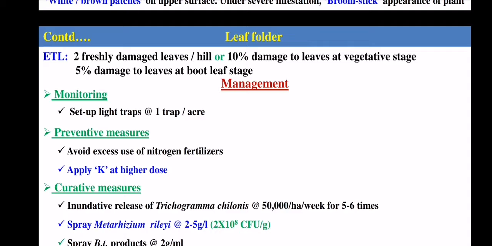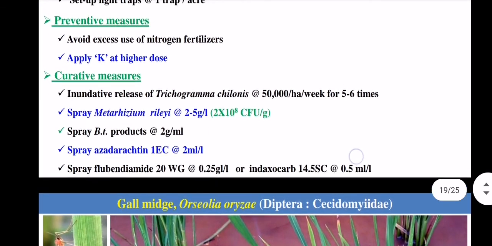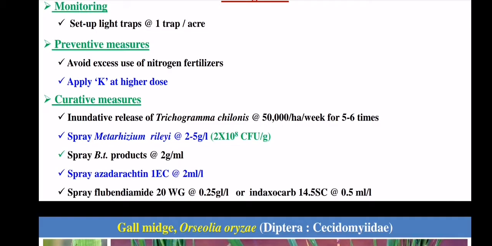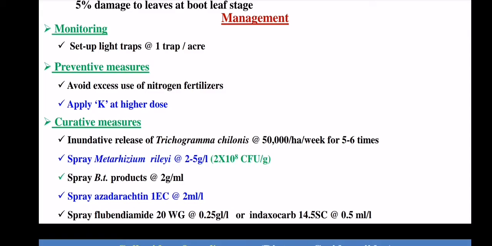Different management strategies are monitoring and setting up light traps at the rate of 1 trap per acre. Then avoid the excess use of nitrogenous fertilizers and do not apply a higher dose of nitrogenous fertilizers. Then you can also use different chemicals like flubendiamide or other chemicals that we already used for the brown plant hopper and yellow stem borer. You can also use those chemicals for the management of this insect pest. So spray flubendiamide and indoxacarb at the rate of 0.5 ml per liter.